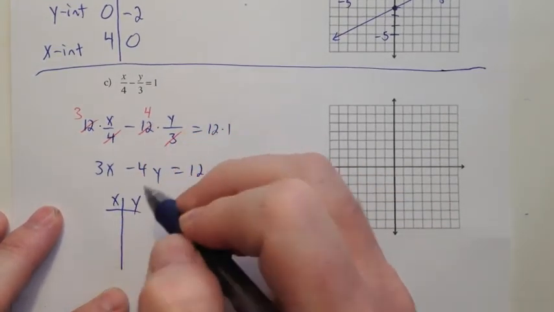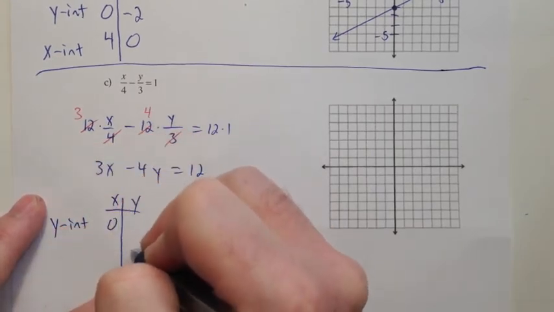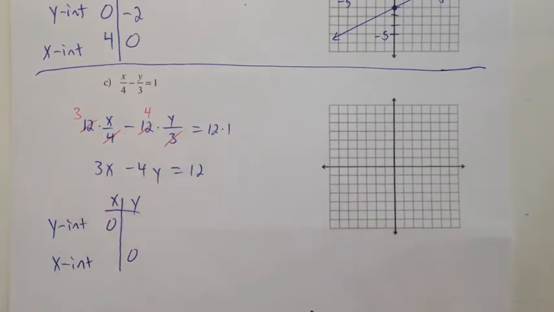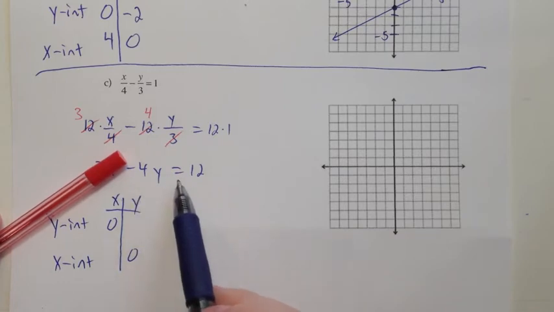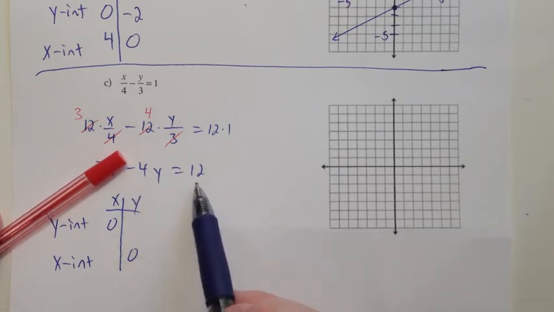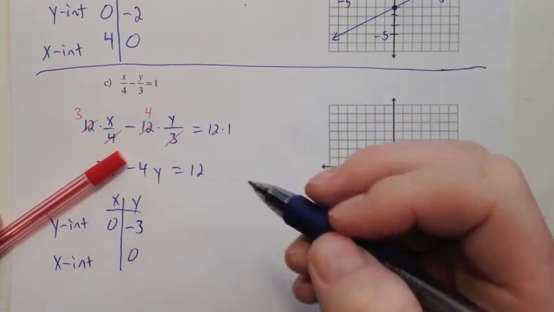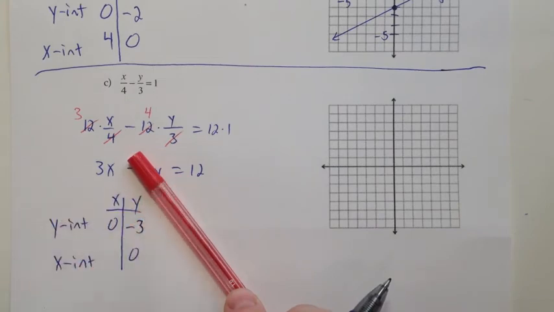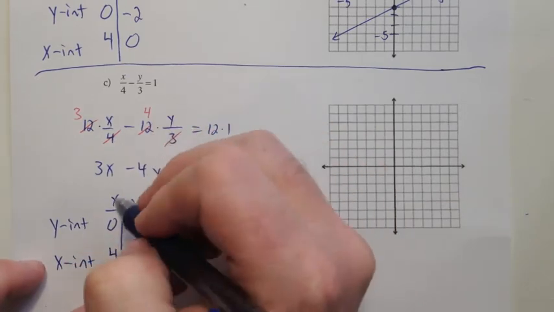So I set up my x and y. 0 for x will find the y-intercept. 0 for y will find the x-intercept. And then let's see what they are. 0 for x, so the x term goes away. Negative 4y equals 12. Divide both sides by negative 4. 12 over negative 4 is negative 3. Plug in a 0 for the y, this term goes away, 3x equals 12, divide both sides by 3, 12 over 3 is 4, and there's my intercepts.